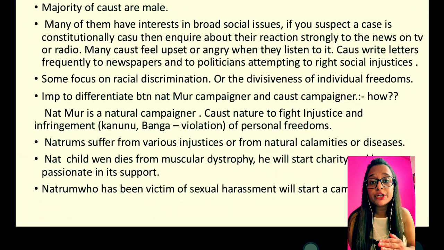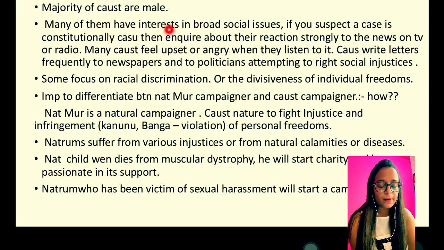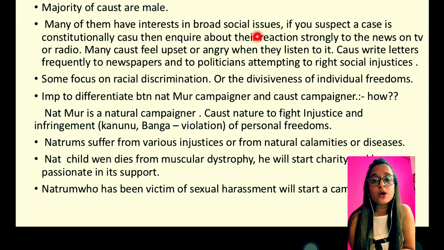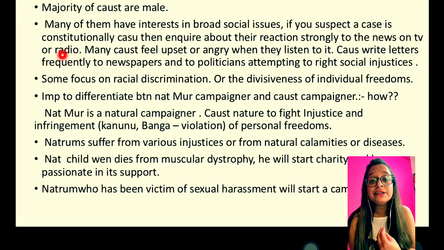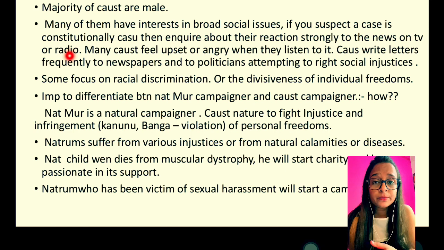Next, the majority of Causticum patients are male. Females are quite few. Many of them have interest in broad social issues. So if you suspect a case where the person has an interest in social issues, think of Causticum, and inquire about their reaction to news on it, maybe on the television or radio. You need to inquire how the patient reacts whenever they hear bad news on television or radio.